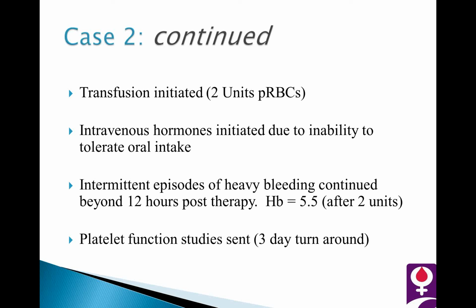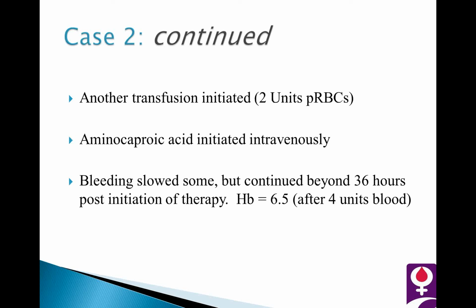However, intermittent episodes of heavy bleeding continued beyond 12 hours post-therapy, and her hemoglobin after 2 units was 5.5, so not an appropriate rise. Platelet function studies were sent, and unfortunately, at our institution, it takes about 3 days for these more specific studies to return. But nonetheless, she received the blood that she needed to help her with an appropriate rise. And then in addition, IV aminocaproic acid was initiated. Her bleeding definitely slowed, but did continue beyond 36 hours post-initiation of therapy. And her hemoglobin, although it's rising, is still not an appropriate rise.